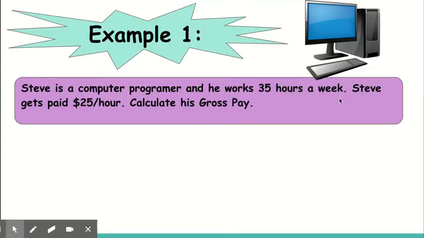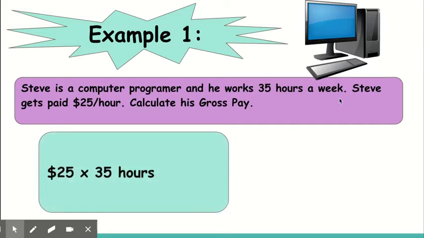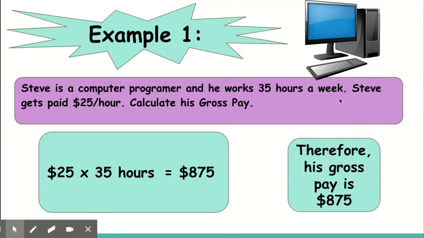So example 1. Steve is a computer programmer and he works 35 hours a week. Steve gets paid $25 an hour. Calculate his gross pay. So we just take the amount he gets per hour and we times by the amount of hours he worked in a week. He gets $875 a week. Therefore, his gross pay is $875.